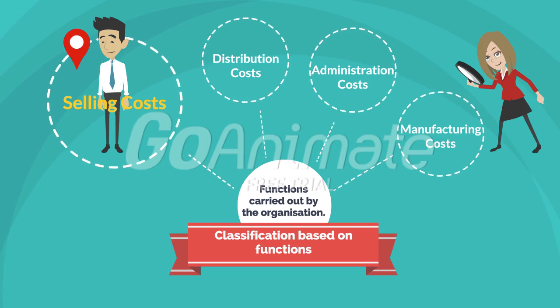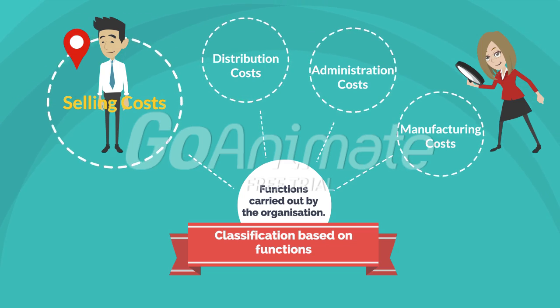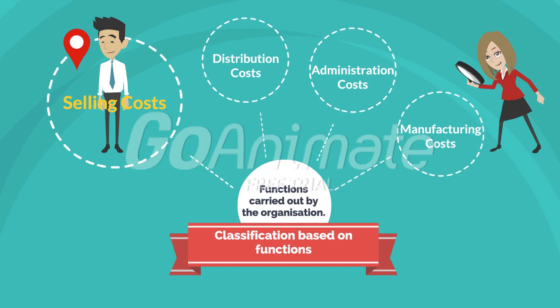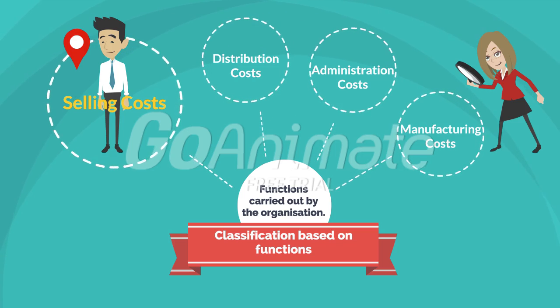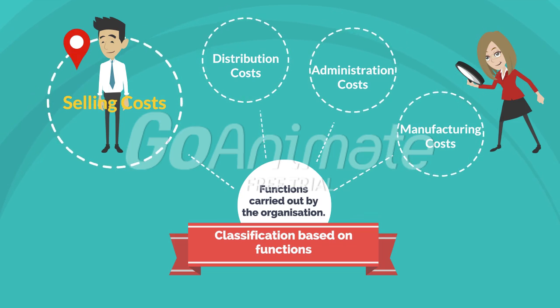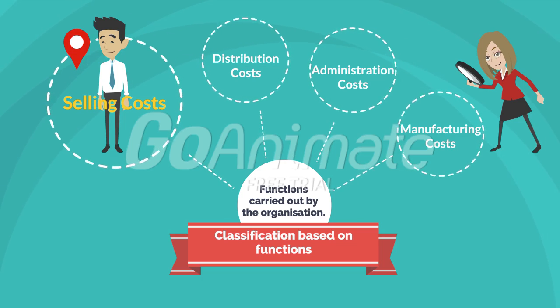Administration costs are incurred for general administration of the organization and for operational control, like accounts office expenses, legal and audit charges, office rent. Selling costs are incurred to create and stimulate the demand and to secure the demand. Examples are salaries, commission, expenses on advertising and promotion, travel and all.